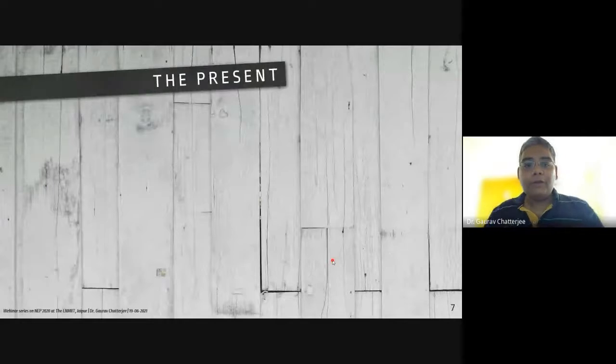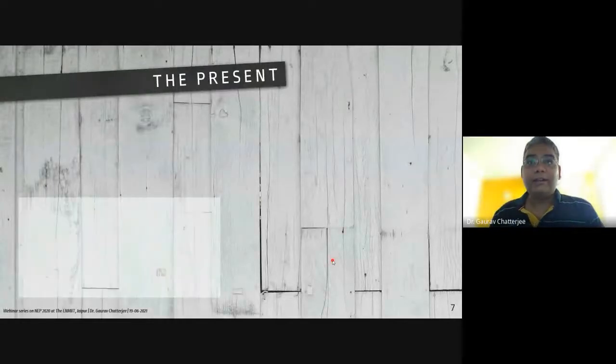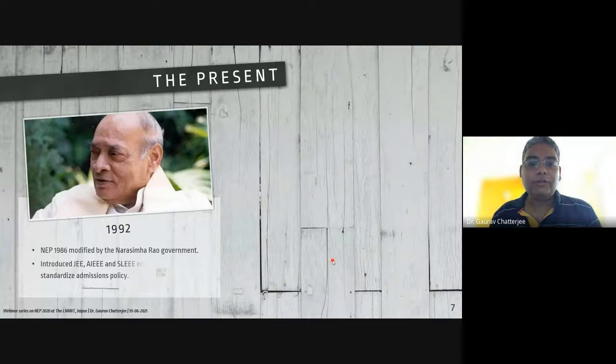Moving on, now we come to the present era. The next small iteration was done in 1992. Then NEP 1986, which was introduced by Rajiv Gandhi, was modified by the PV Narasimha Rao government. And this government introduced the common entrance exams.